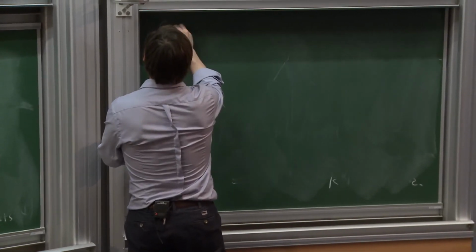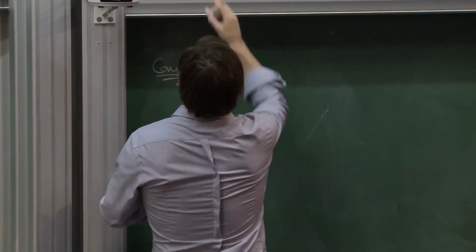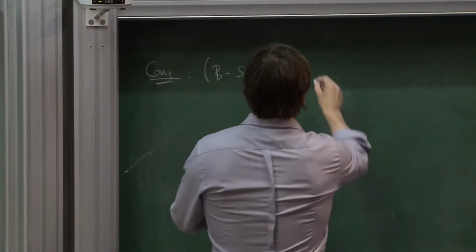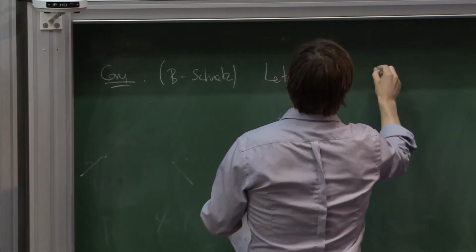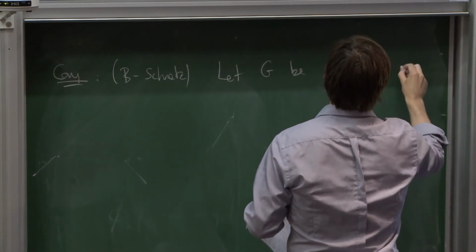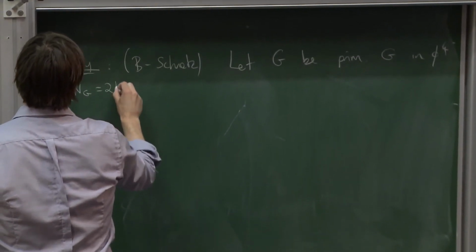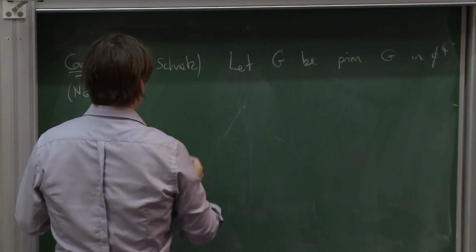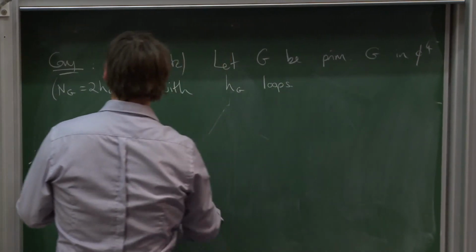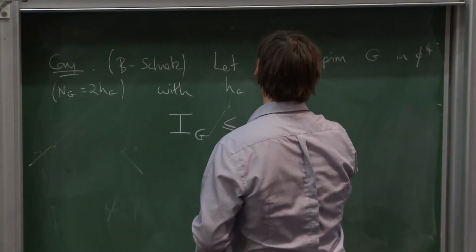So here's a conjecture that's an interesting challenge for a young person. It's in my paper with Schnetz. Let G be a primitive graph of the type we're looking at in phi to the 4. So of course it satisfies n_G equals 2h_G in this section, with h_G loops. Then we conjecture, in fact, that the amplitude is strictly less than that of the zigzag graph.